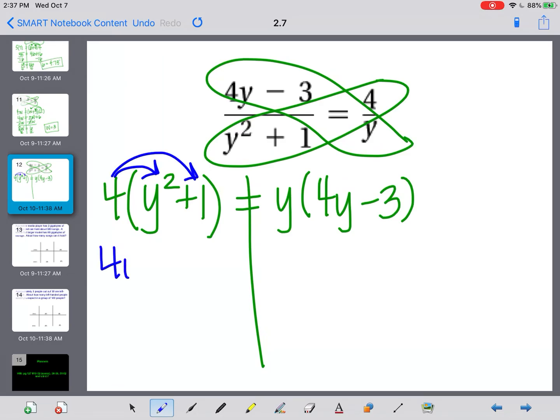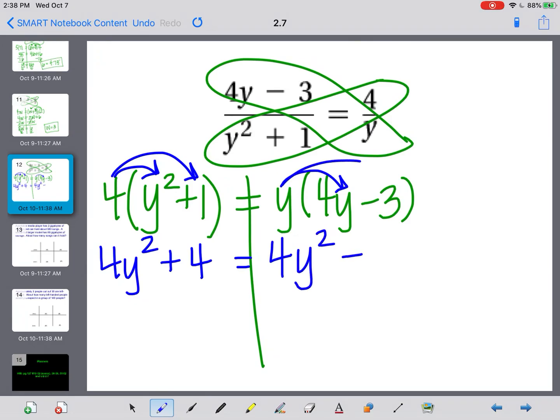Okay, I'm going to distribute with a different color so we can see what's going on. I will have 4y to the second power plus 4. And y times y gives me that second power, so I still have 4, but y to the second power minus 3 times y.